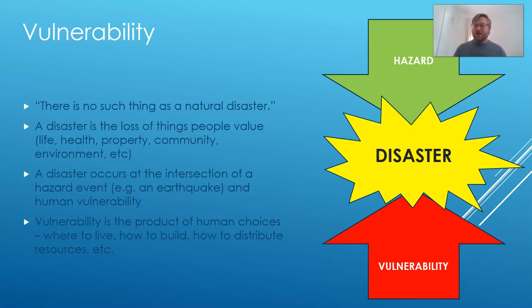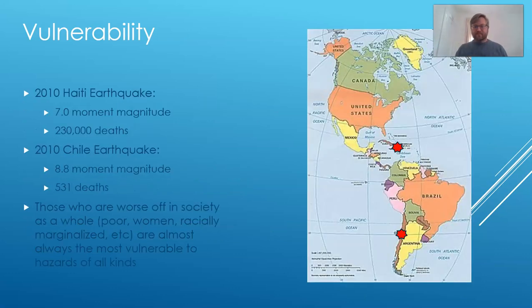Disasters are only partly the result of natural forces. They're also partly the result of things that people are doing. The vulnerability that we have to being harmed by things like the shaking of the ground and a pyroclastic flow or whatever other features are coming from our hazard event. So to illustrate the importance of vulnerability in shaping a hazard event into a disaster, we can compare two earthquakes that happened in the Americas in 2010 within a couple months of each other.